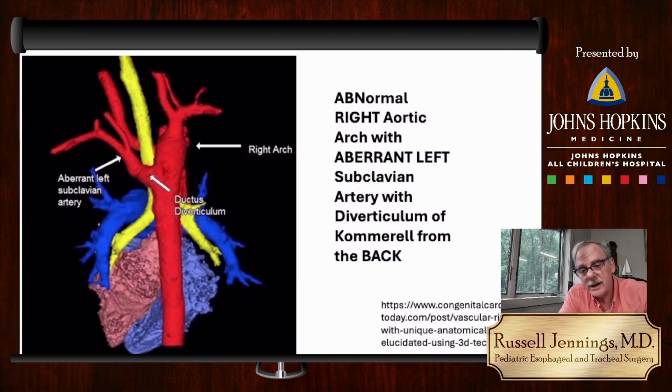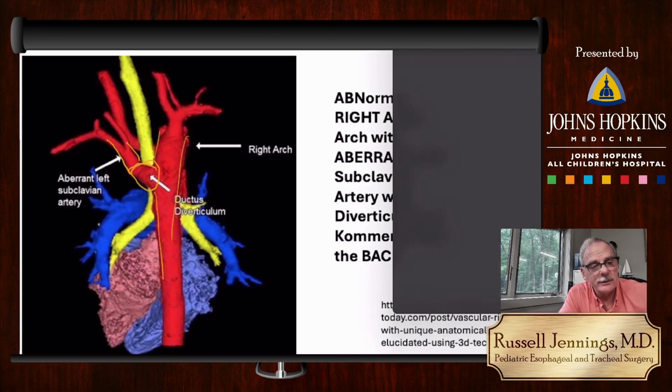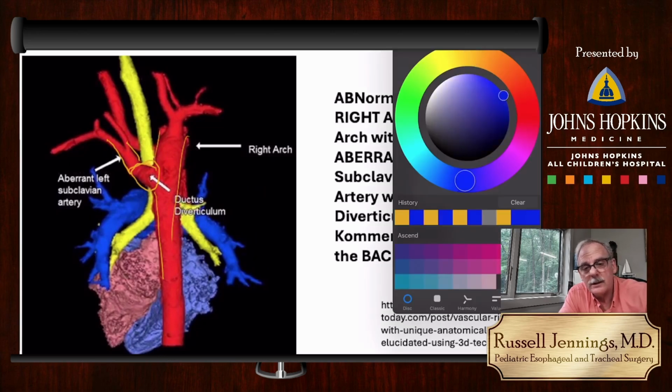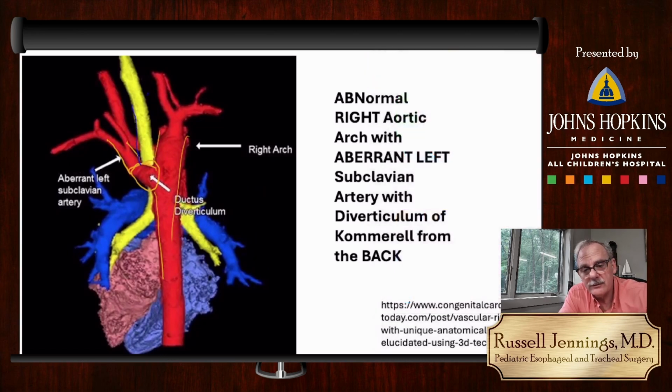You can see that here's the aberrant subclavian artery coming off, and here's the diverticulum of Kommerell coming off of the aorta right here. This yellow structure is the trachea, and you can see how the trachea is right in front of that diverticulum, and in this particular picture they took out the esophagus so it didn't make it hard. But you can see how that diverticulum is pushing right onto the back wall of the esophagus and right onto the trachea.